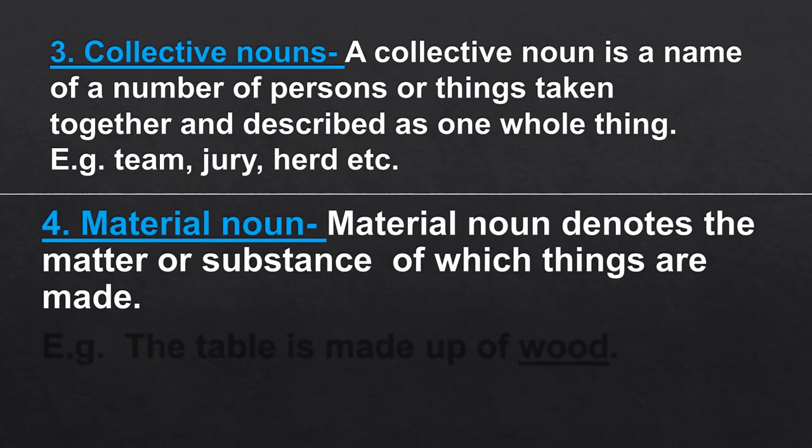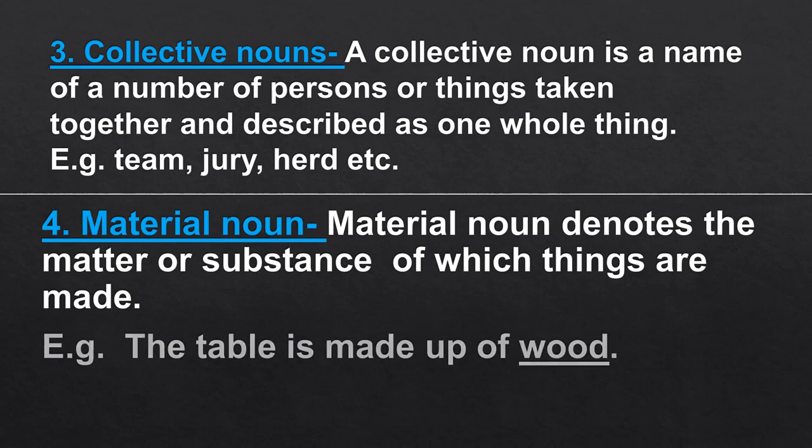The fourth type is material noun. What is a material noun? A material noun denotes the matter or substance of which things are made. For example, the table is made of wood. In this, the table is a common noun and it is made up of wood. So wood is a material noun.